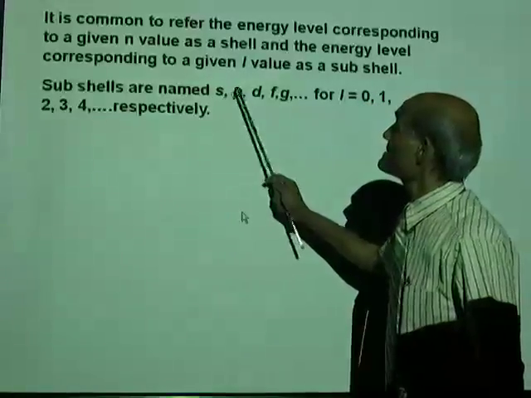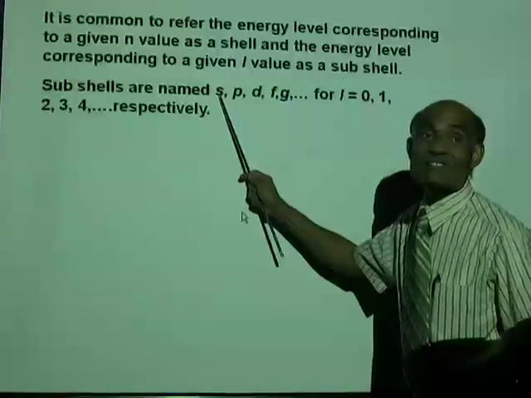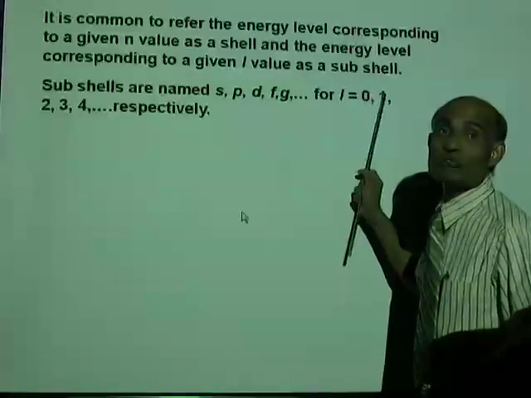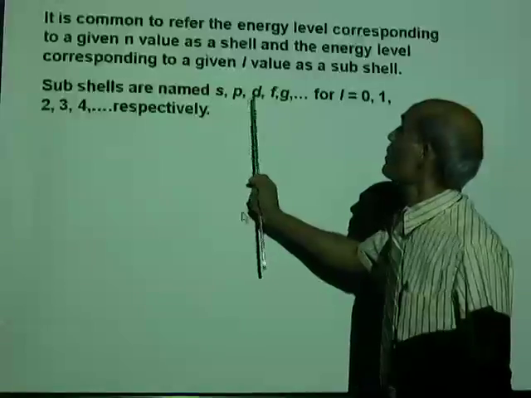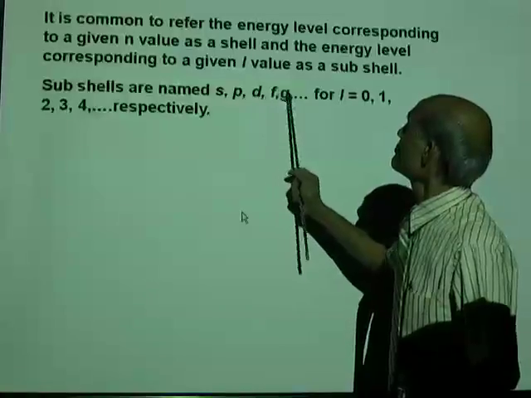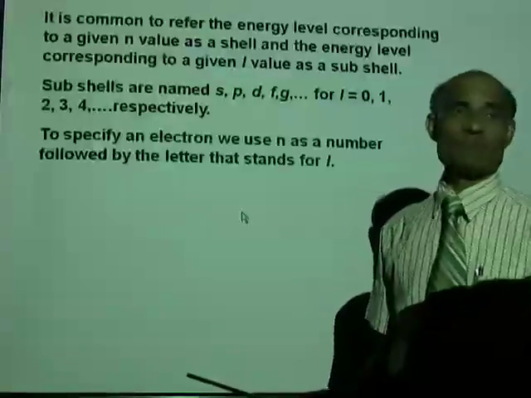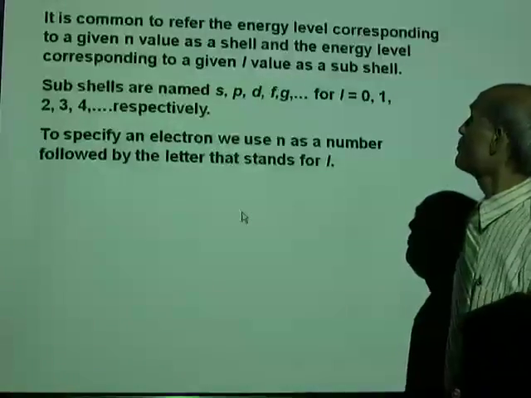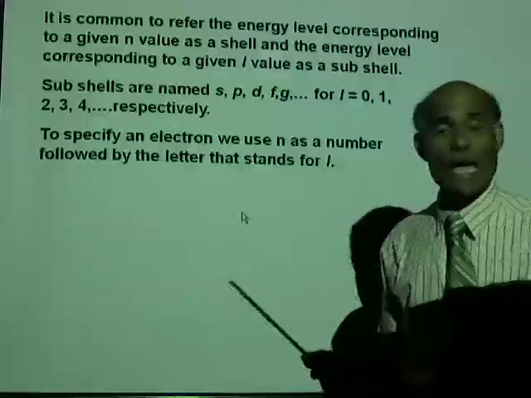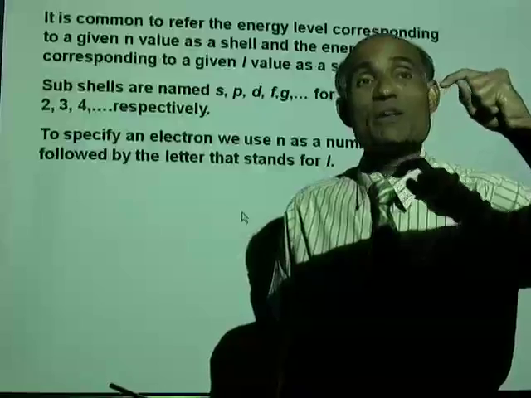Subshells are named s, p, d, f, g, and so on. Now, the subshell s stands for the value of L equal to 0. The subshell p stands for the value L equal to 1, and so on. So, subshell g stands for L equal to 4. So, for each L value, we name the subshell. Now, to specify an electron, we use n as a number followed by the letter that stands for L. In other words, when you specify an electron, you've got to say which shell and which subshell.